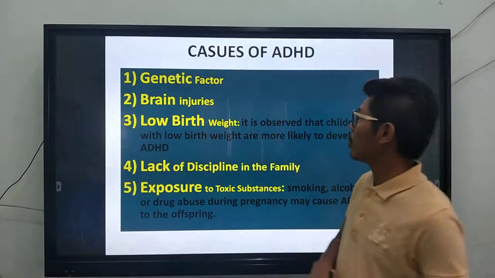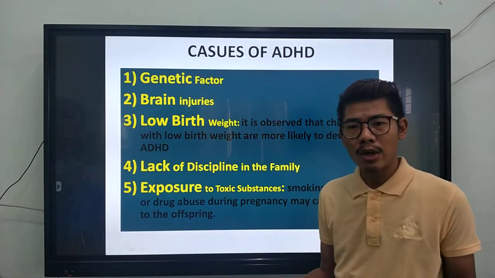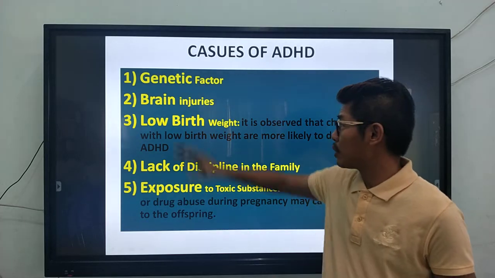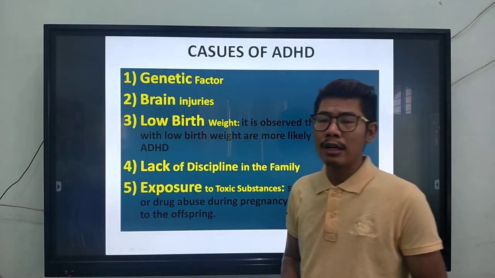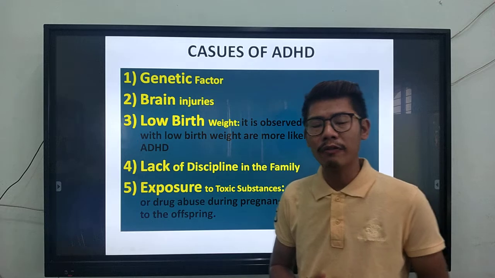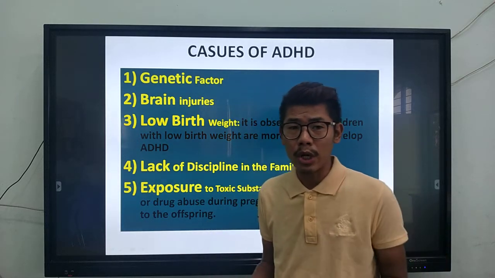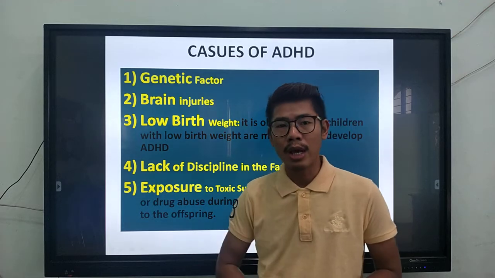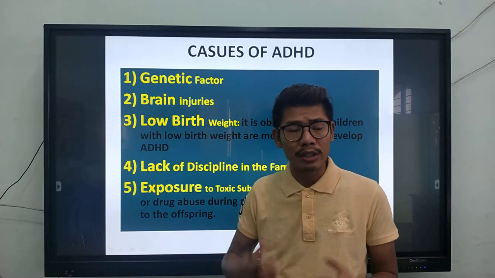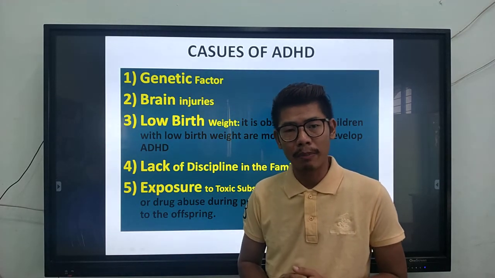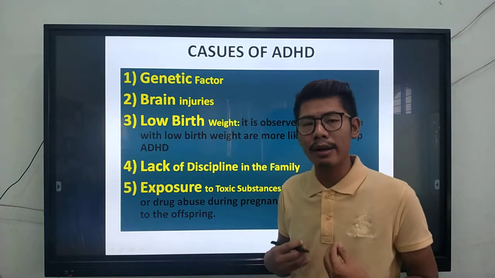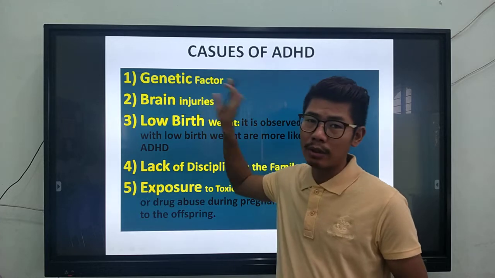Now next one, causes of ADHD. Why does it happen? What is the reason behind why you feel this kind of ADHD? The first one is the genetic factors. Genetic factors means genes that are inherited from your parents. So if your parents or maybe your forefathers have had problems of ADHD, means they have problems with attention, seeking and giving attention for a long period of time, and they are very hyperactive, then definitely what happens is you also inherit a gene from your parents, so that's called a genetic factor.